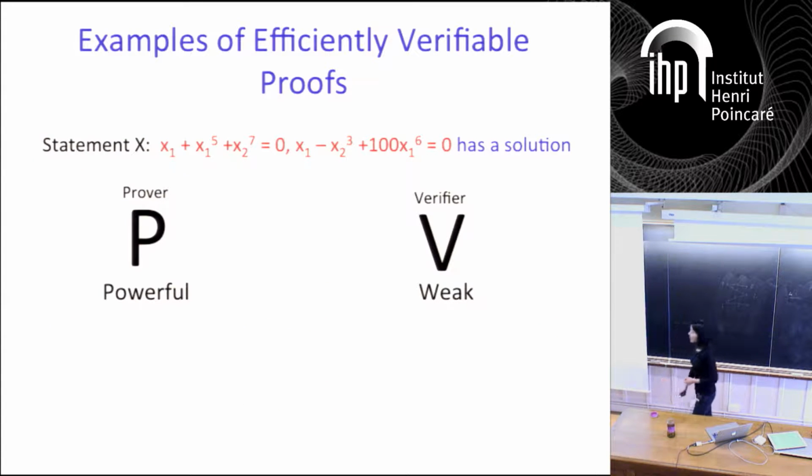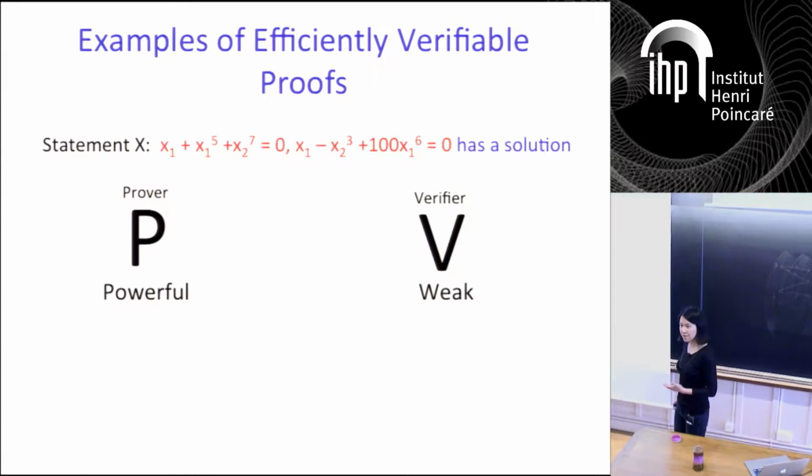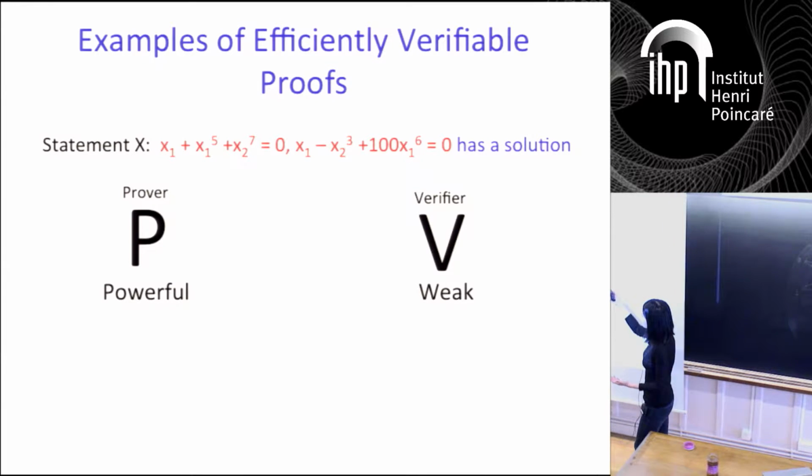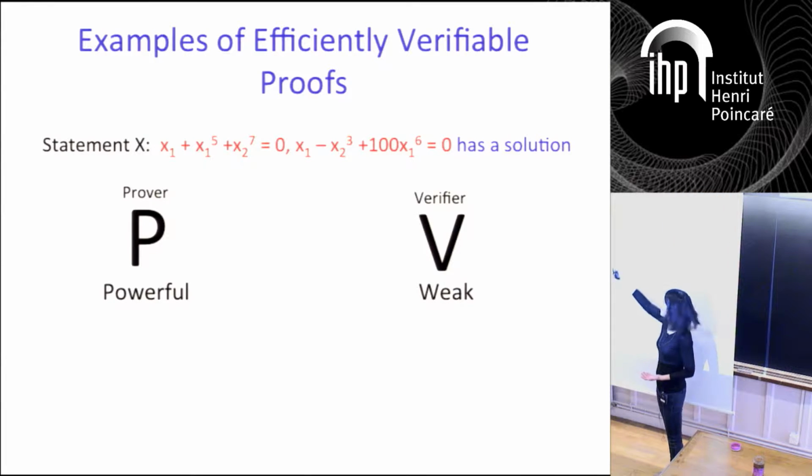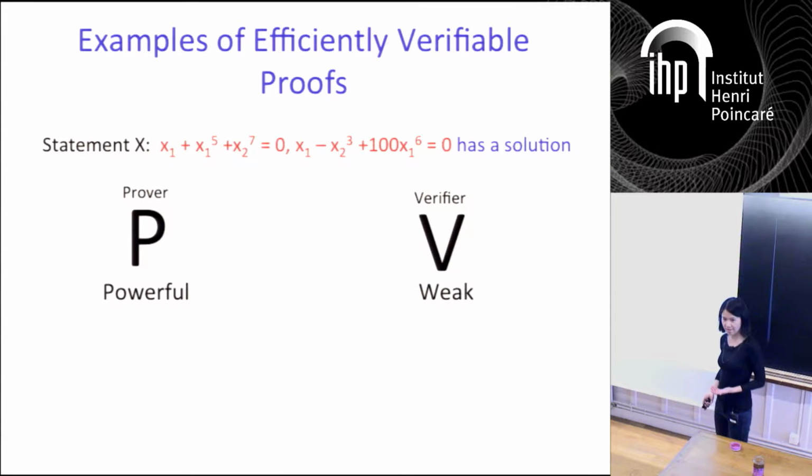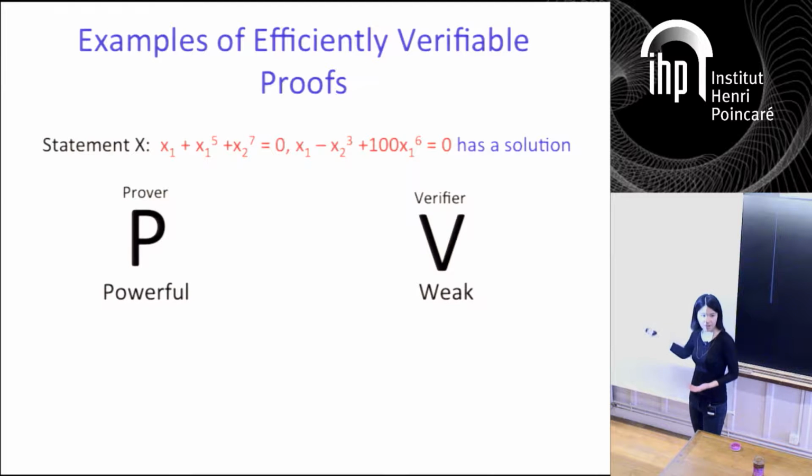All right, so these are examples of very simple, efficiently verifiable proofs. They have the common form that there is a statement, which is a claim that you want to prove. Say it's that these two equations have a solution. And then the way the proof works is that there is a prover and a verifier. Now you can think about them as algorithms.